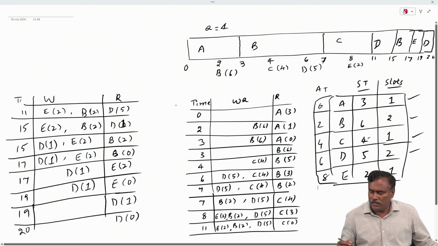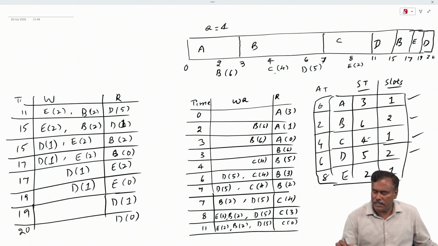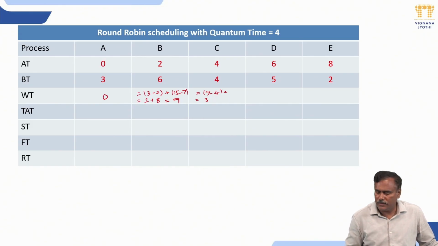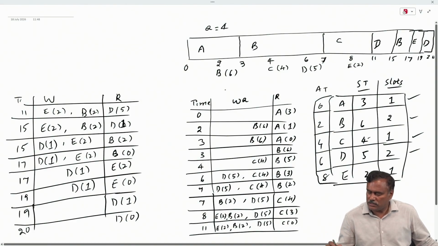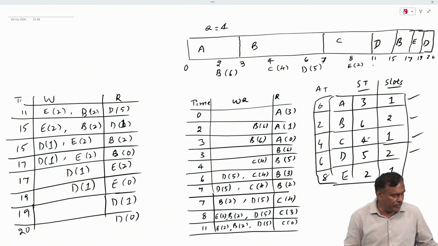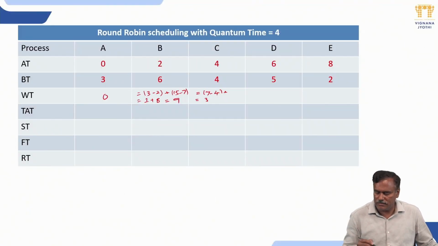Moving on, you know this process C entered the queue at the 4th interval, but it waited from 4 to 7. So the difference of 4 and 7, that is 7 minus 4, that is 3. And also we see from the chart, in a single slot it got executed, that is from 7 to 11. So it has waited only from 4 to 7. So the waiting time of this process C is going to be just 3 units only.